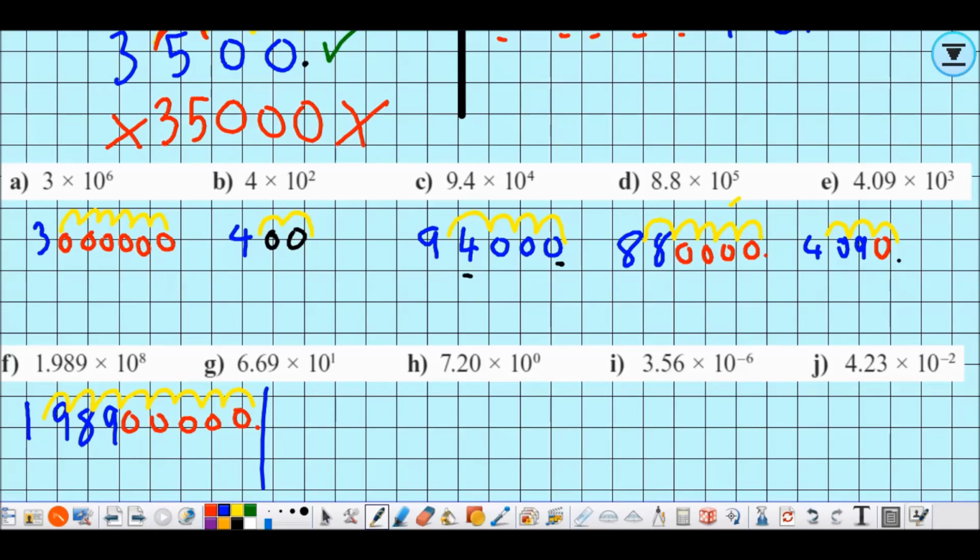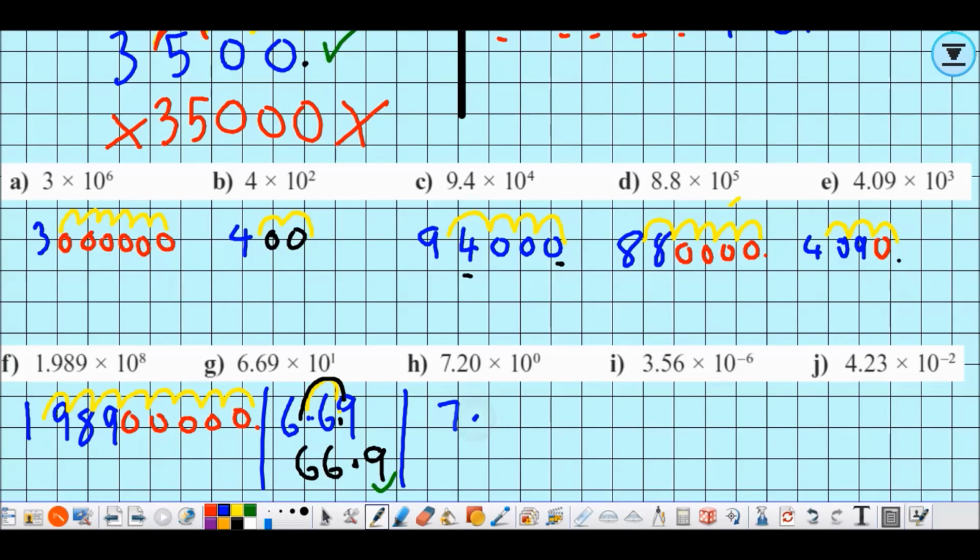G. We've got 6.69 times 10 to the power of 1. So I'm only going to move it 1 place. So that means my decimal this time is still inside my number. So that's going to give me 66.9. It's moved 1 space from there into there. Okay, so 66.9 is the correct answer for that one.